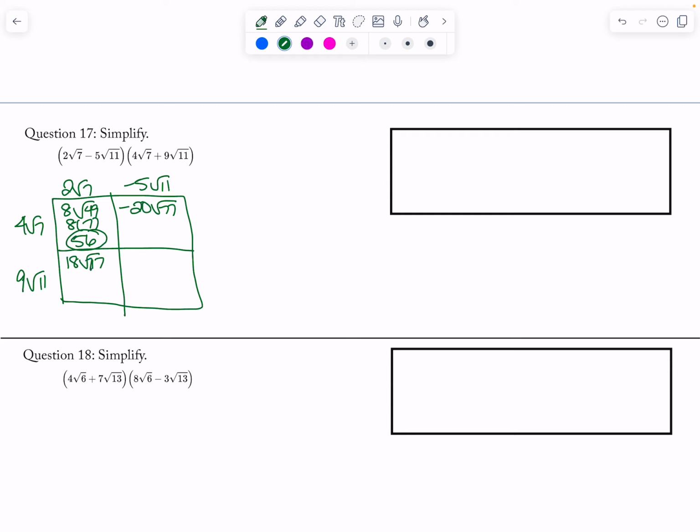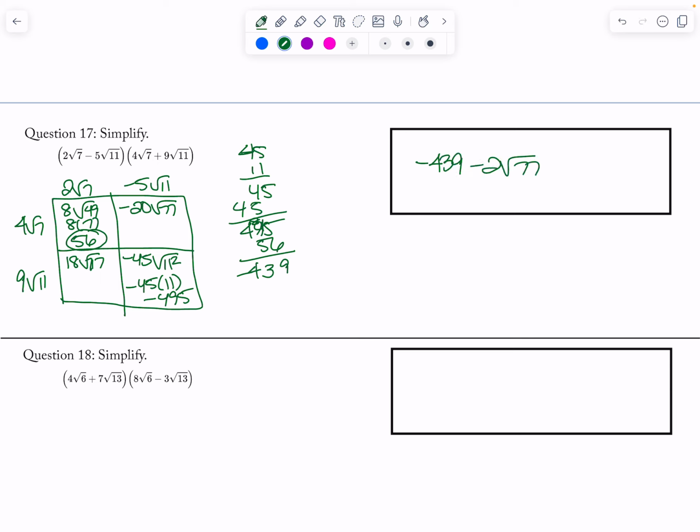And then a negative 45 times square root of 11 squared, which is 121. But negative 45 times 11. So 495, so negative 495, and then 56, 8, 9, negative 439. So when I combine my like terms, it'll be a negative 439. Just kidding, 39. And then a minus 2 root 77.